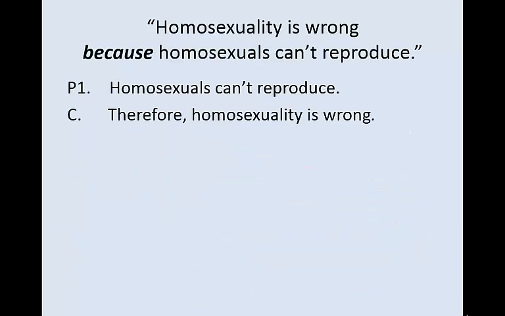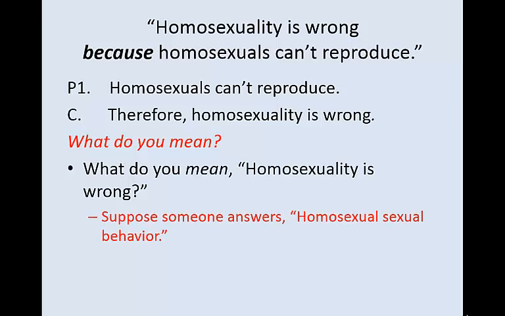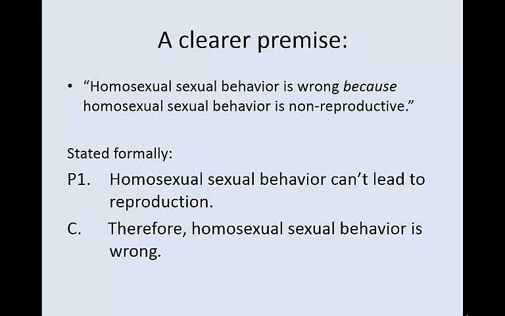Okay. Finally, we have this argument: homosexuality is wrong because homosexuals can't reproduce. So premise 1, homosexuals can't reproduce; therefore homosexuality is wrong. First thing we probably need to ask is, well, what do you mean homosexuality is wrong? Suppose somebody answers, well, I'm talking about homosexual sexual behavior. When I say homosexuality is wrong, I really mean the more precise thing, that homosexual sexual behavior is wrong. Okay? So that's at least a clearer premise and a clearer conclusion.